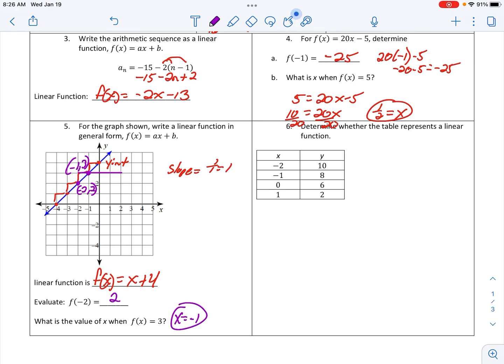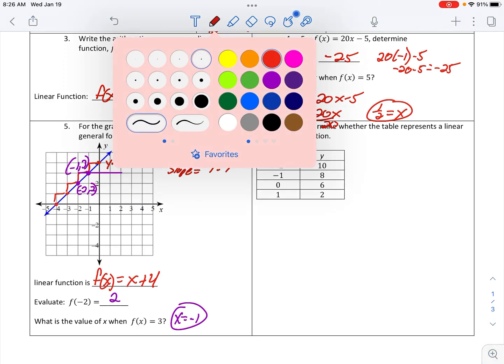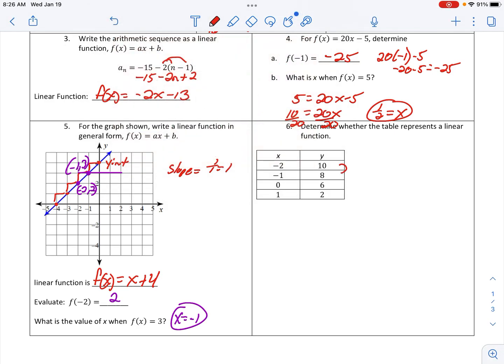Do we have ourselves a linear function here? Okay. So I'm gonna pause actually and upload what I got.